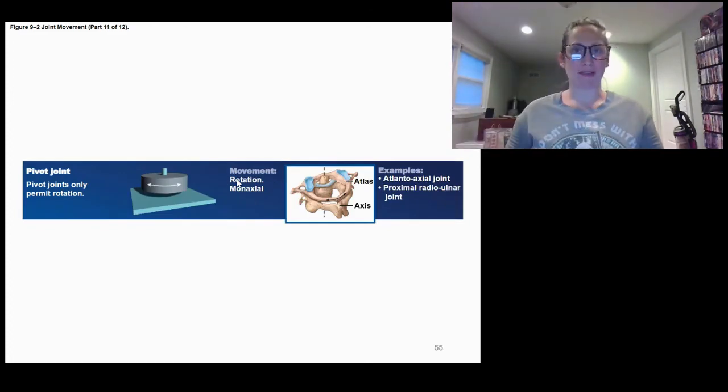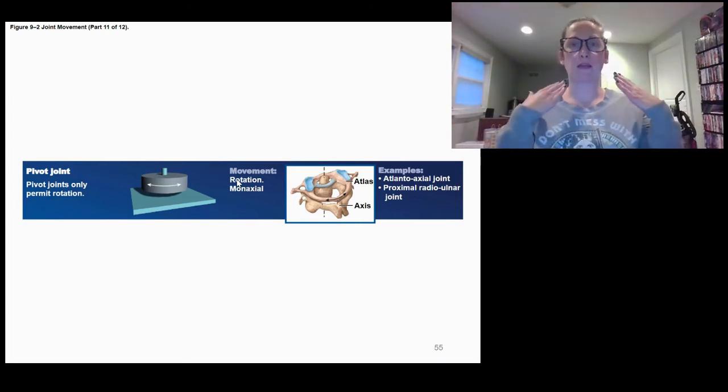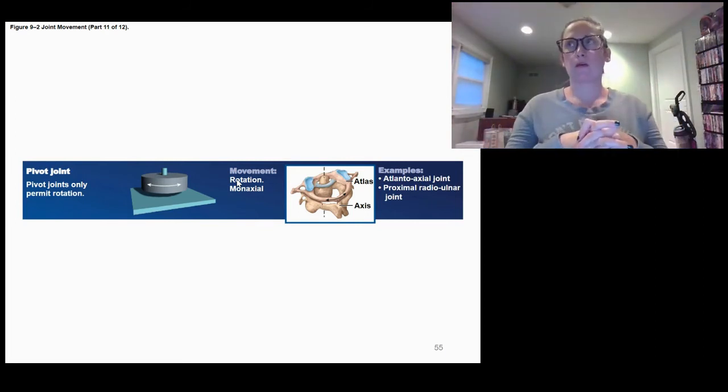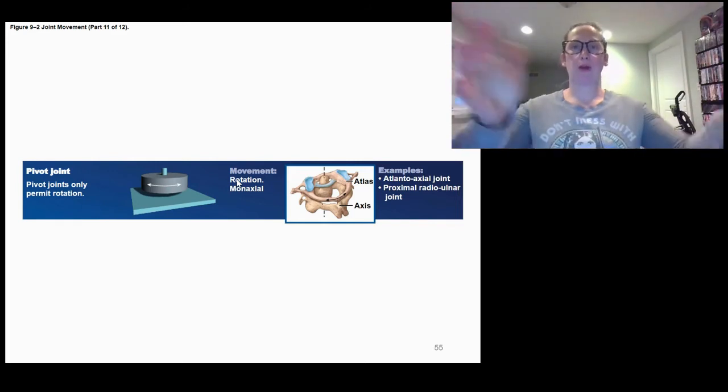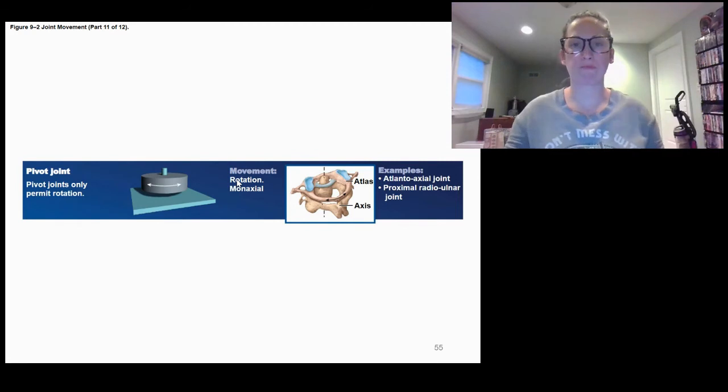Next, you have the pivot joint. That's a monaxial rotational joint in that our neck, our atlanto-axial joint there, where we can shake our heads no, as well as that proximal radioulnar, allowing us to do that pronation, supination.